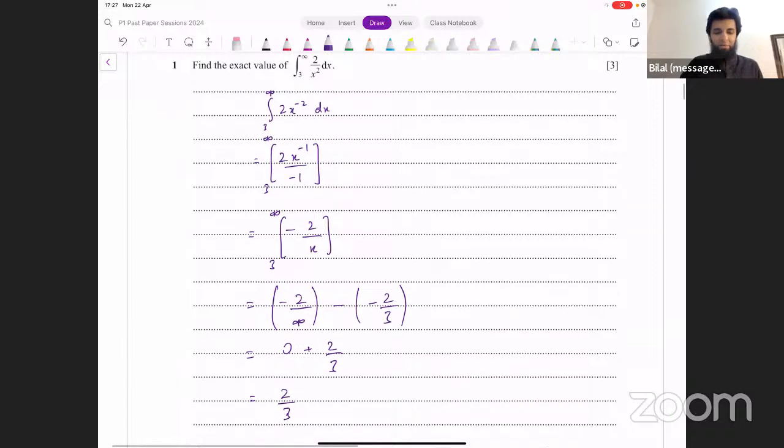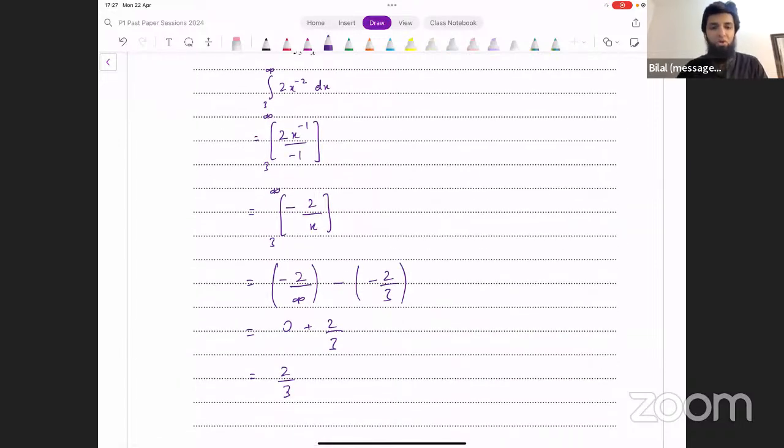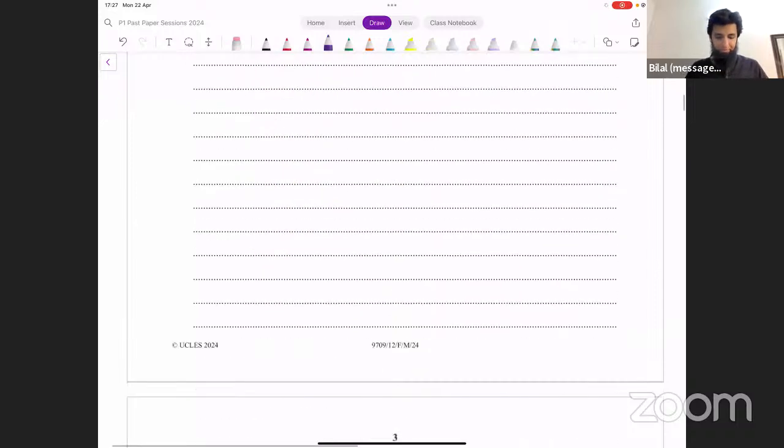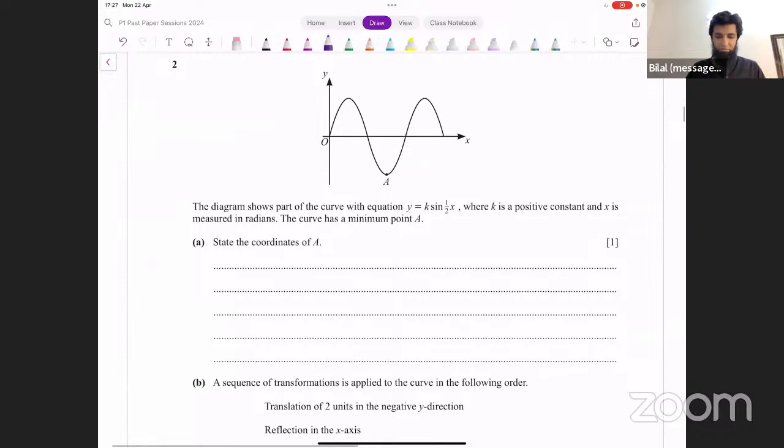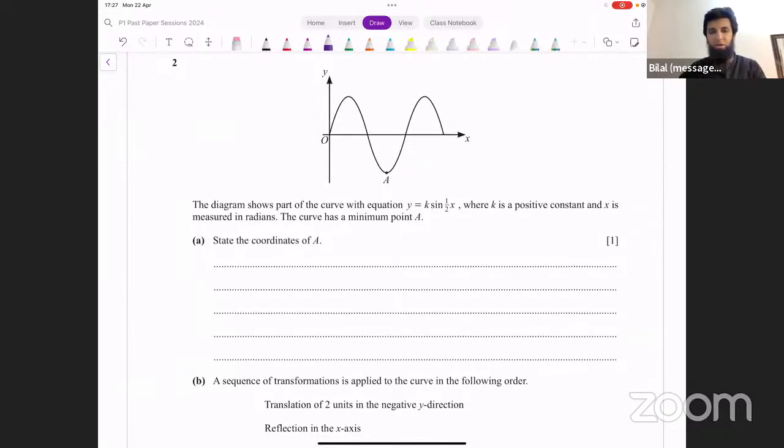It says find the exact value, so you should leave it as a fraction. Do not write decimals here. Okay, that's the first question. Let's move on. Question number 2. So the first one was pretty straightforward. As long as you know how to work with infinity, that's all that you've got to do there. Okay. All right. Question number 2.